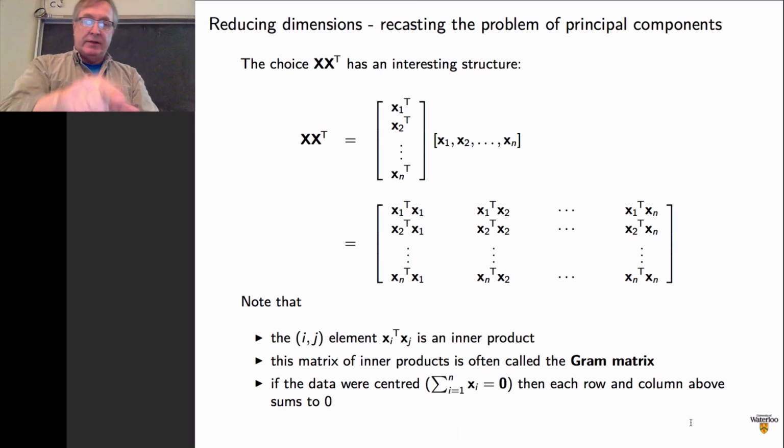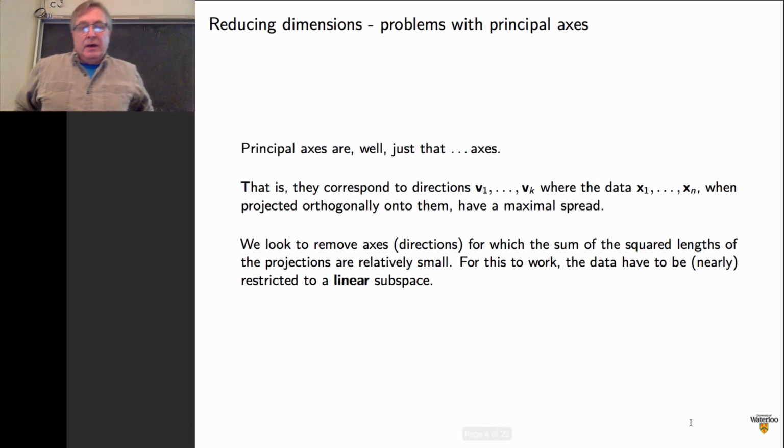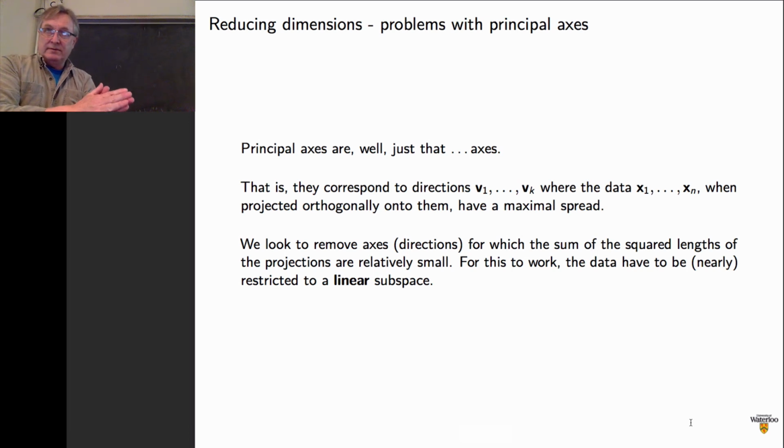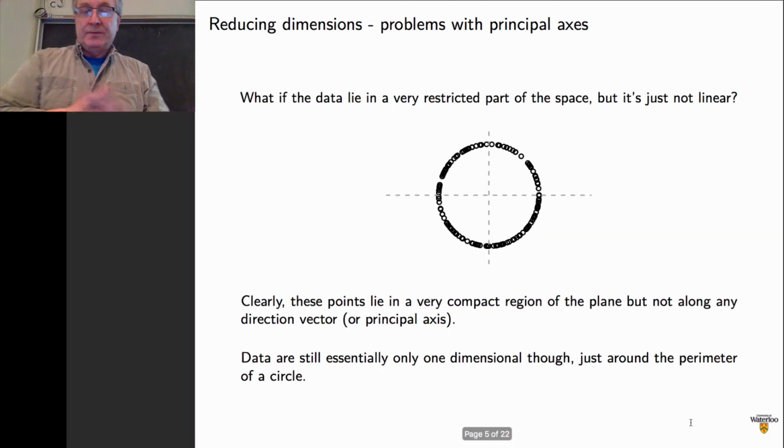So you might want to just write this down, that XX transpose is this matrix of inner products. And well, the principal axes, the V's, they're just that, they're axes, right? So they just correspond to the directions. And we want to remove those directions that have the smallest sum of squared projections of the data onto that direction. And for that to work, they have to be near one of these linear subspaces or a linear manifold, okay? For all those projections to be close to squared 0. They're going to be near a linear thing. Okay, so what about this?